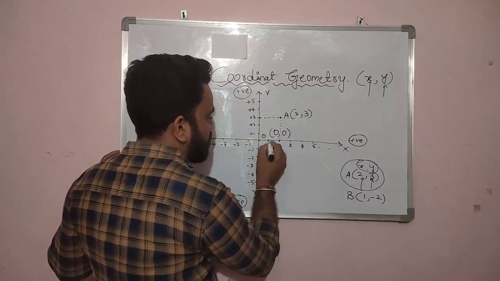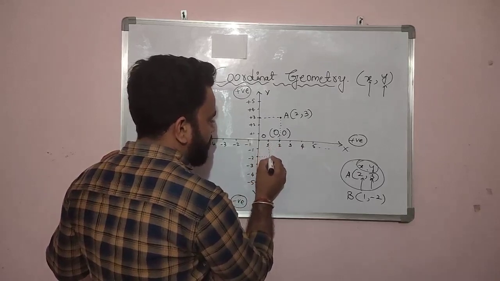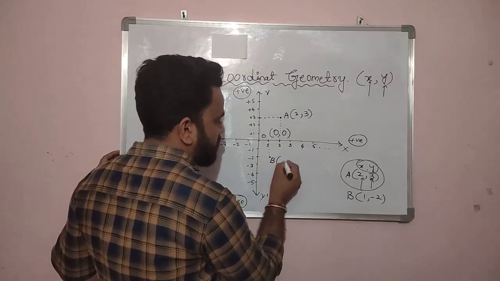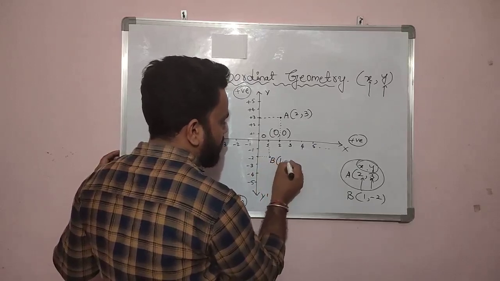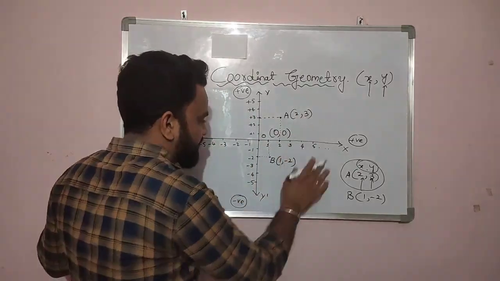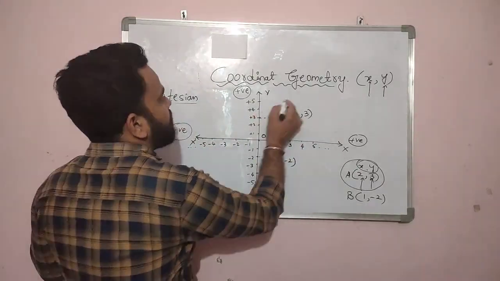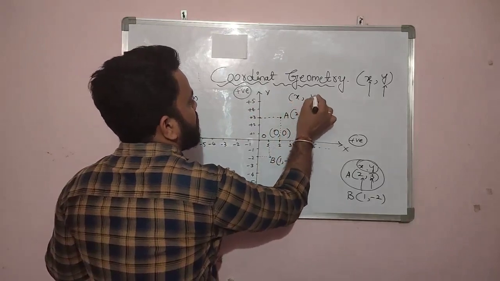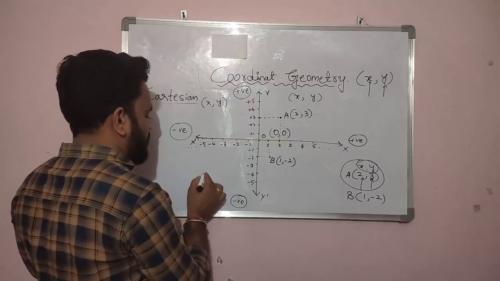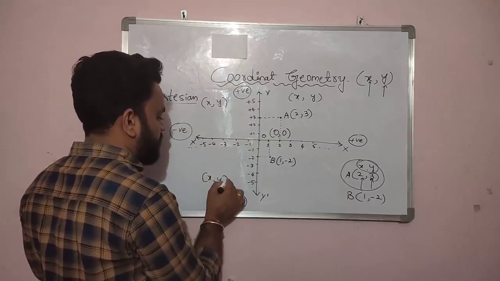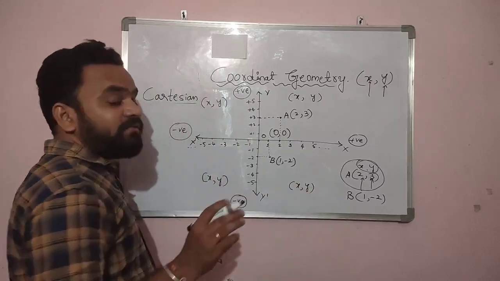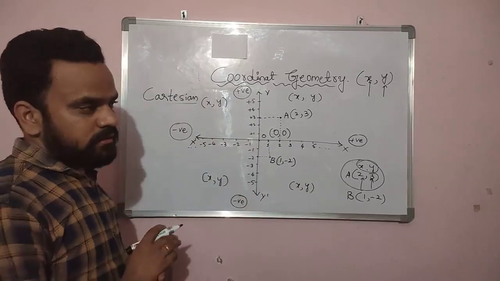If you combine them, they will meet at this point. What is this point? This is the point B. What are the coordinates? 1 comma minus 2. Right? See, if we represent all of this, it will be x comma y, x comma y, x comma y, x comma y. What will be their symbols, we will discuss now.